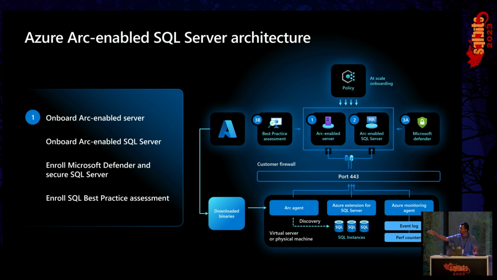Once you Arc-enable the SQL servers and the Windows server, then you're opening your channel to Azure, right? And then you have best practice assessments. You have your Arc-enabled SQL server that will show up in Azure. You have your Arc-enabled server, which is a Windows server that will show up. You can configure Defender. All the Azure services will be able to reach out and communicate to your SQL server that's running on-premises.